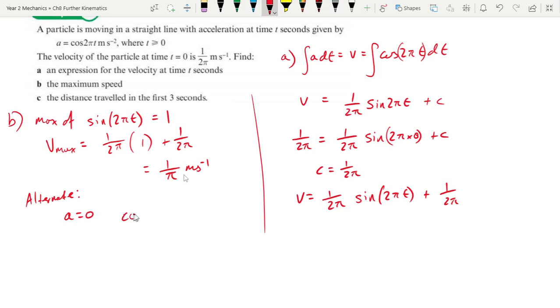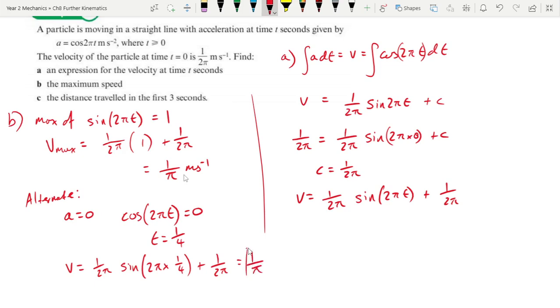So I could take my acceleration, which is cos 2 pi t, and set it equal to 0. If we solve that, our first solution is t equals a quarter. And then I could put that back into the velocity expression to find out what is the velocity at that point. So I'd get 1 over 2 pi sine 2 pi times 1/4 plus 1 over 2 pi. And if you work that out, then you still get 1 over pi as your answer. So either of those methods would work.